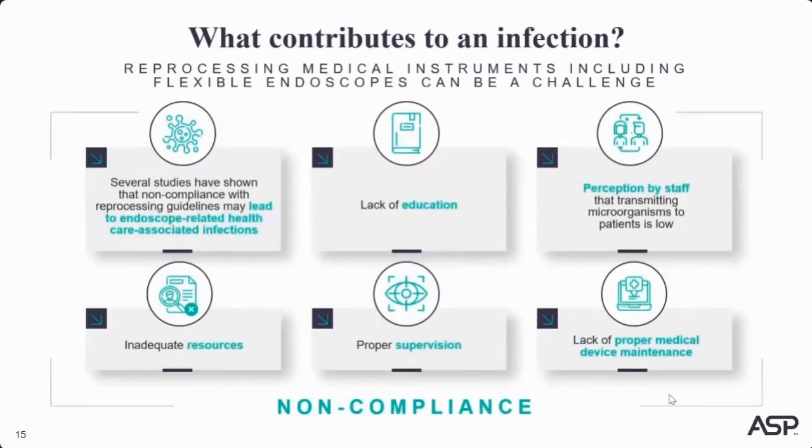These missteps occur possibly because of lack of education, staff's perception of the risk being low for transmitting those microorganisms, inadequate resources. Are there enough people? Do they have the right tools? Lack of supervision, lack of maintenance on the device. Remember, these devices are black and fairly complex. Don't assume just because a bronchoscope is working, it's safe for use. There are many variables that can affect a bronchoscope's integrity.